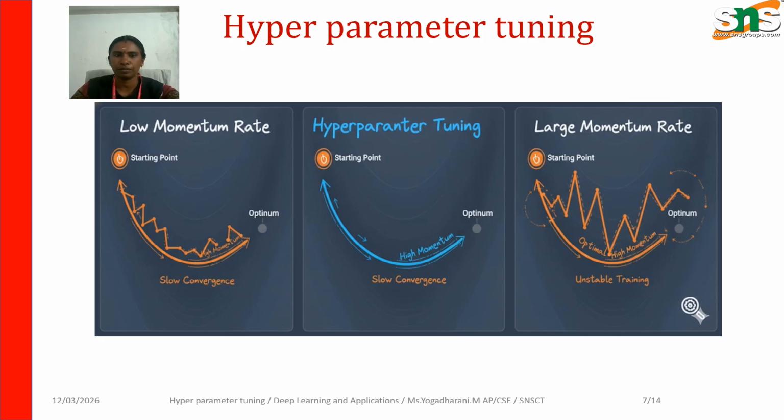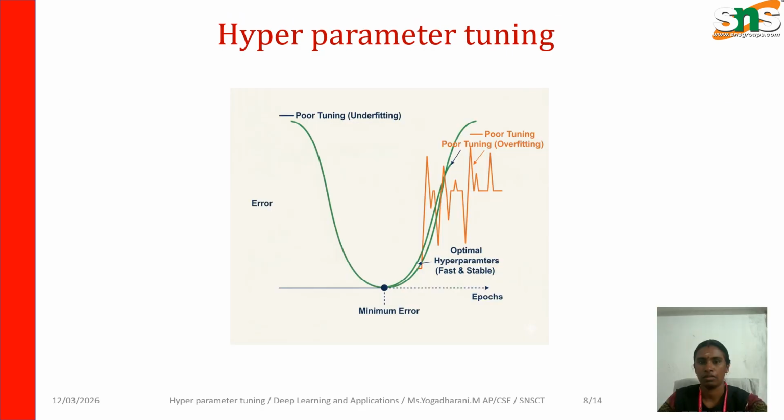In this example, one shows a lower momentum rate and the other shows a larger momentum, because of a lack of training during the training period. This is a high momentum. Poor tuning leads to overfitting and has a large momentum.